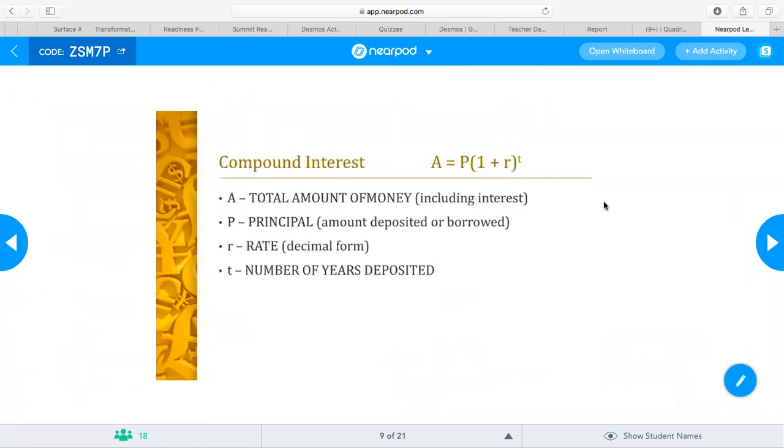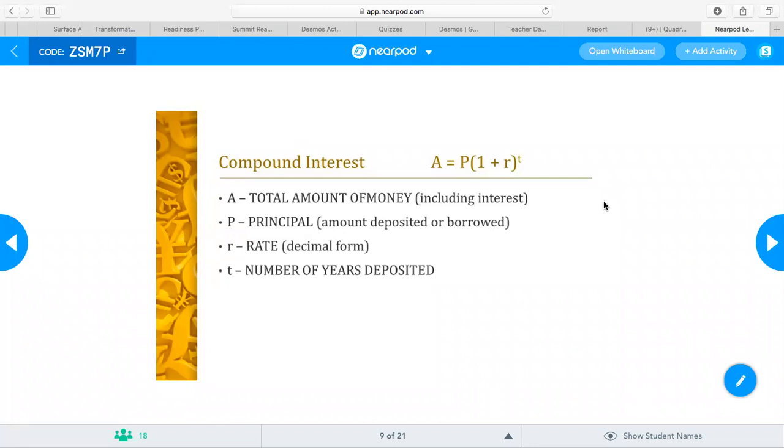We're going to move on from simple interest to compound interest now. Simple interest was one type of interest. Compound interest is a different type of interest. This one is harder for me to explain. It's kind of hard for me to explain every year.